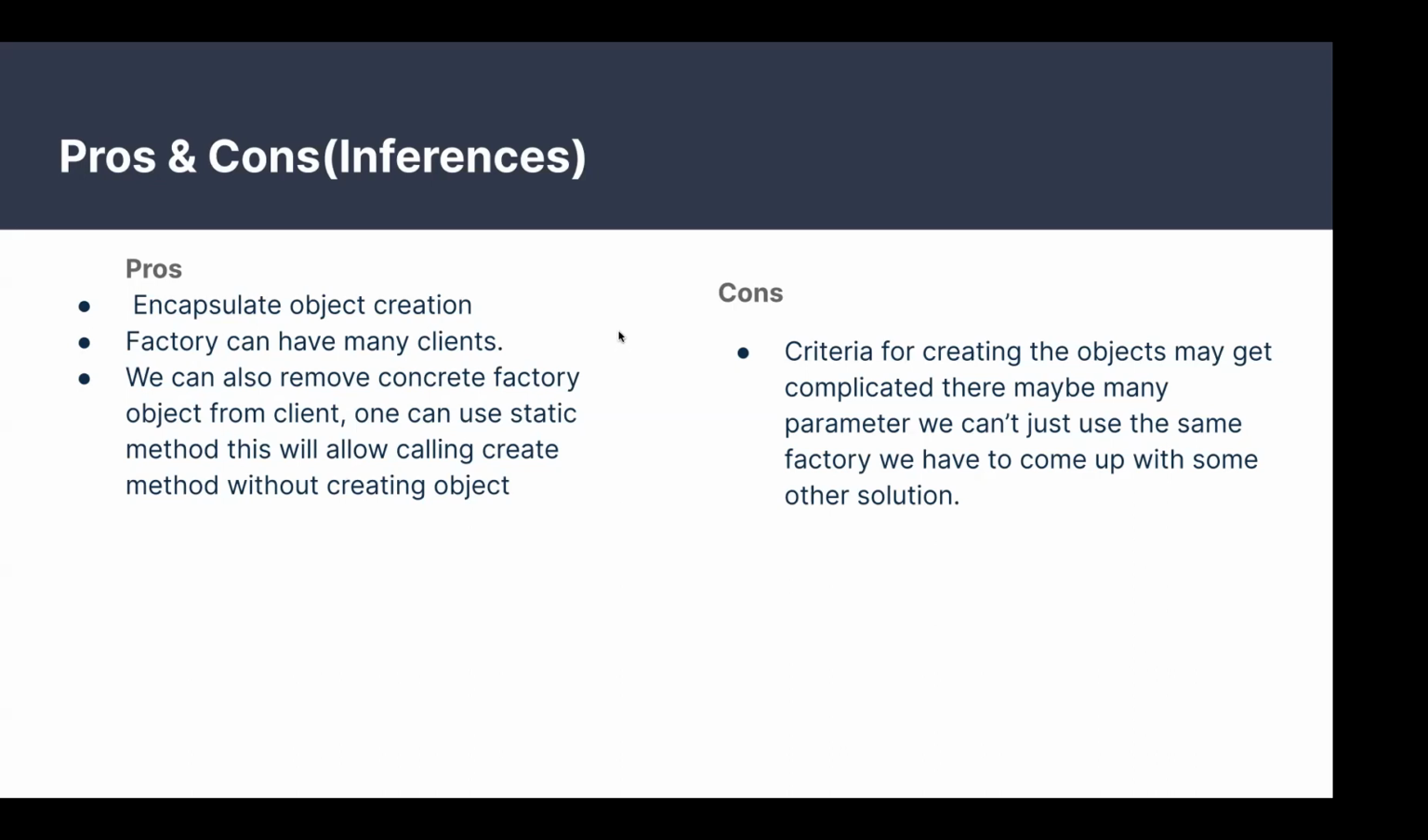Factory implementation that we have if we go on using, say, static methods. Now let's move over to the cons. So say criteria for creating the objects, if that gets complicated, that means we are having multiple types of pizzas. So our factory class will keep on increasing in size, as Akshay also pointed out. So we will have to find some way to improve this. Yeah, Aditi, you can move to the next slide.